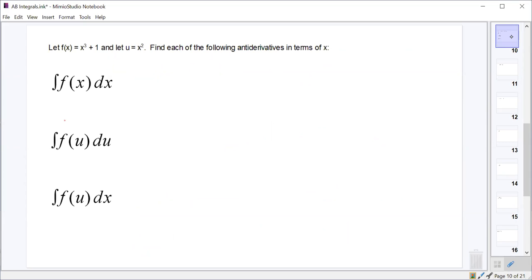So I'm going to give you 2 functions, f of x, which is x cubed plus 1, and u, which is x squared. What we're going to try and do is find 3 different antiderivatives, and put them all in terms of x at the end after we're done with our integration. We're going to look at how having a different variable, between x and u, affects it, and how having a different constant of integration, dx or du, will affect it.